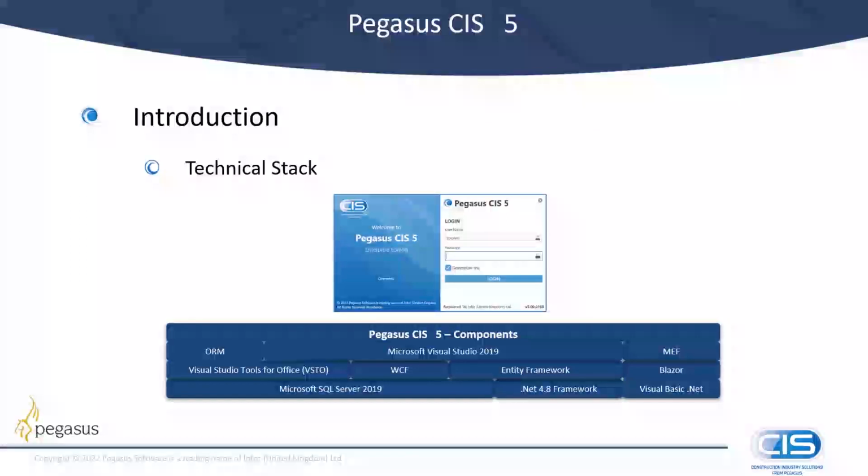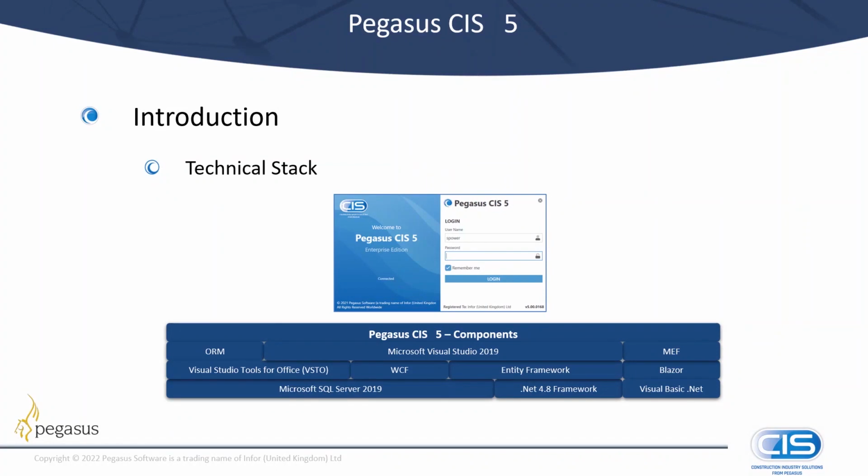It is specifically called Pegasus CIS 5. And the reason for this distinction is that we want to convey that this is a totally new product. It's not just simply an upgrade from earlier versions with some new features added. It's a total rewrite of the product. It has a new user interface. It has new functionality, and it has new ways in which the user interacts with both the product and the data within the product itself.